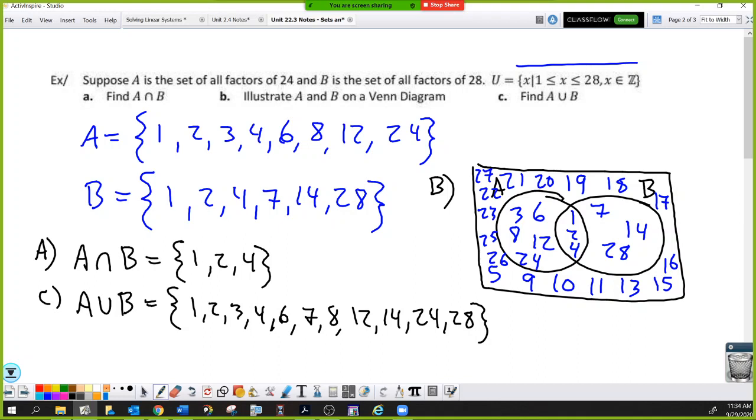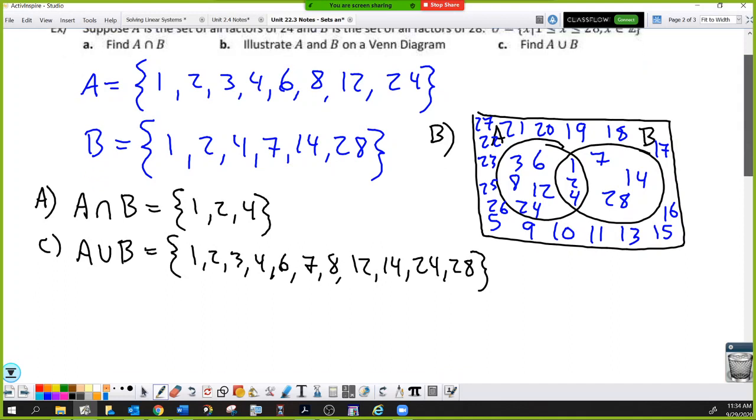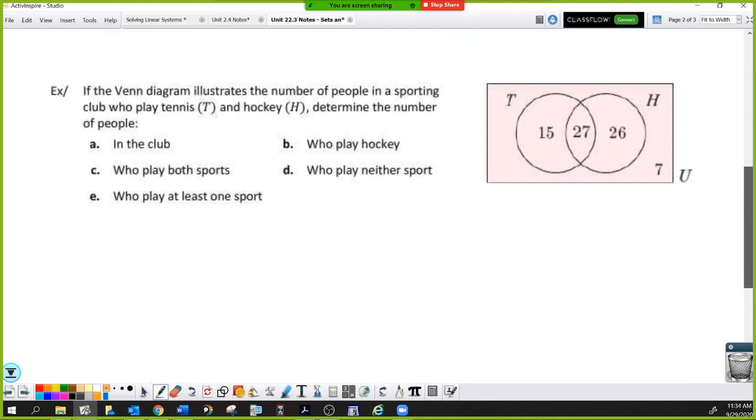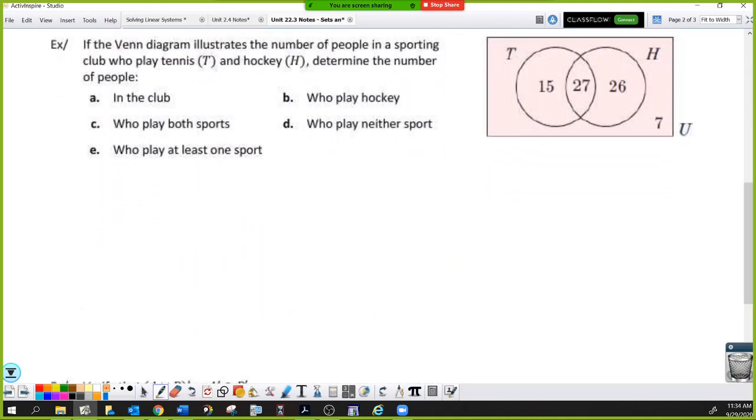This one's finished. I think creating the Venn diagram made it easier, but that's just me. Yeah, it made it a lot easier to do it first. All right, so this Venn diagram illustrates the number of people in a sporting club. Capital T is people who play tennis. Capital H is people who play hockey. Clearly, there are people who play both, because there's a number in the middle of the intersection. It says determine the total number of people in the club.